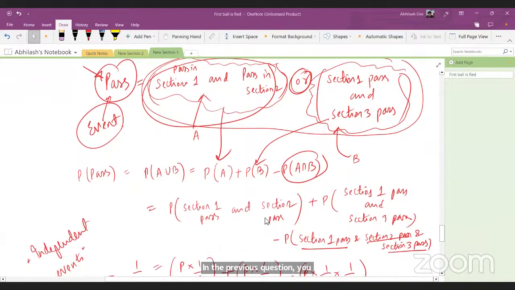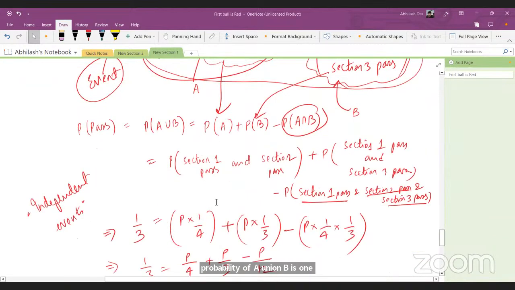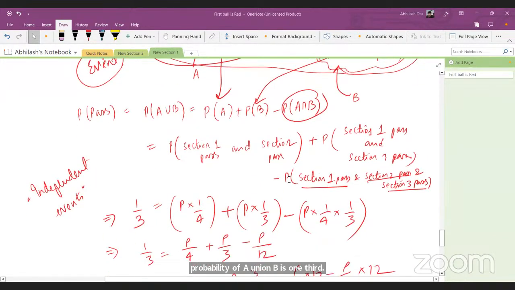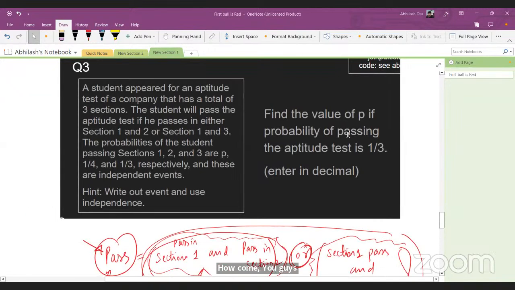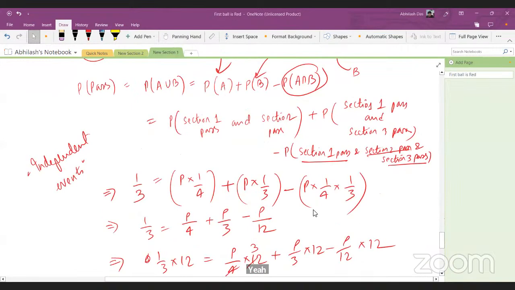Okay, so let's take another question. I think in that question it will help you a lot. Sir, in the previous question, you mentioned that the probability of A union B is 1/3. How come you have equated it to 1/3? It is given in the question: the probability of passing the aptitude test is given to you as 1/3, so the probability that he passes is 1/3. That's why I'm equating it with 1/3.